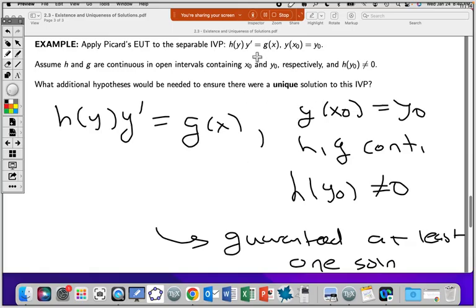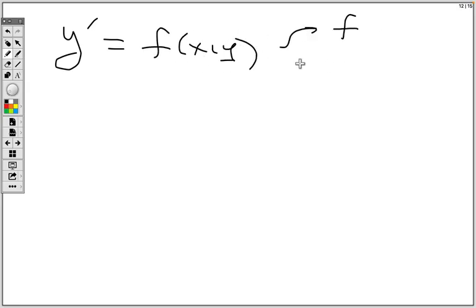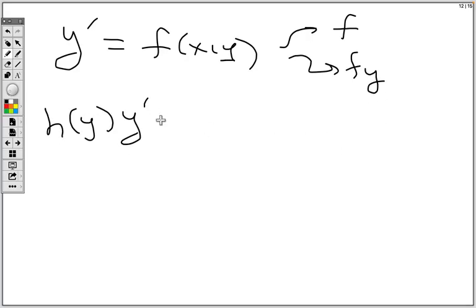So once again, in order to use Picard's theorem, we need y prime equals f of x, y. And we need to look at f and the partial of f with respect to y. So I would have to start off with the equation as given to us, and I'd have to solve for y prime. Now, in order to solve for y prime here, what would I have to do to both sides?